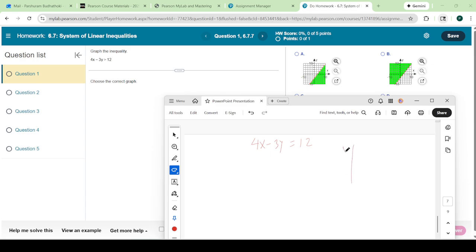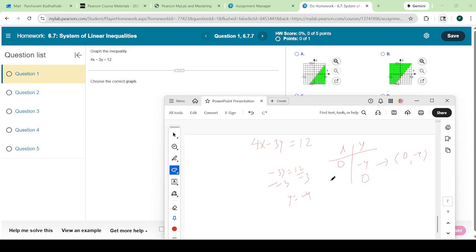To plot the graph, find two points. If x is 0, then negative 3y equals 12. Divide both sides by negative 3. So y is negative 4. So one of the points is 0 comma negative 4.